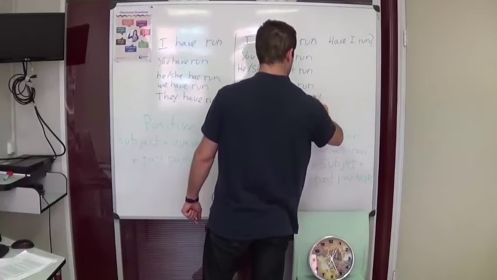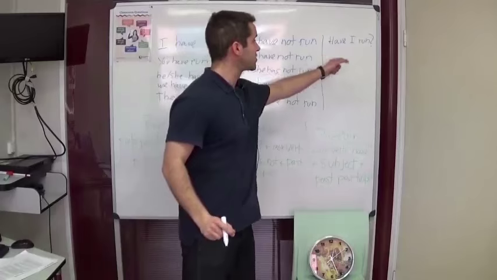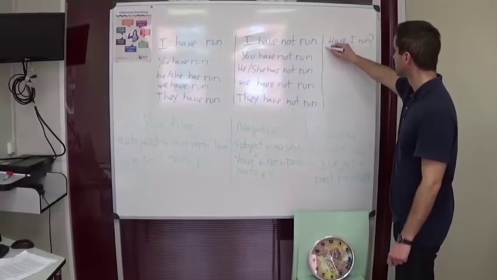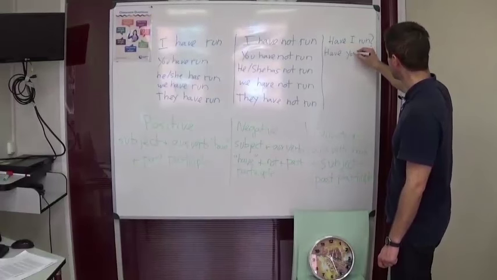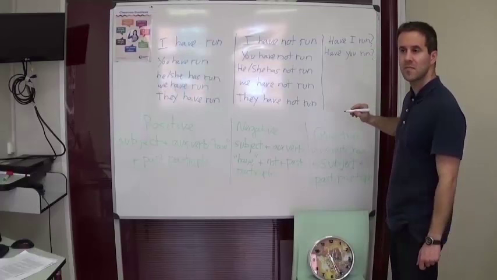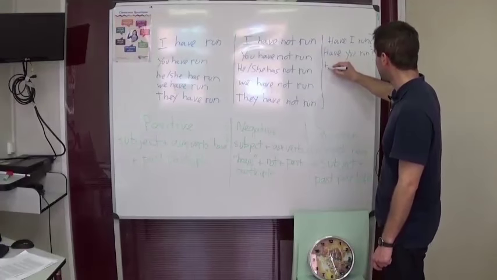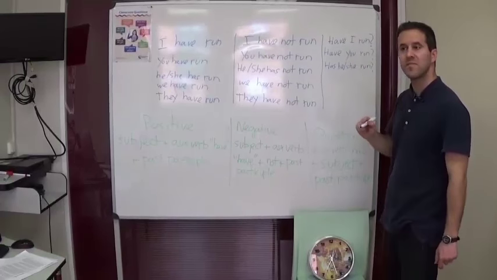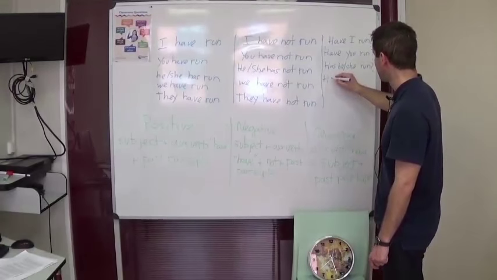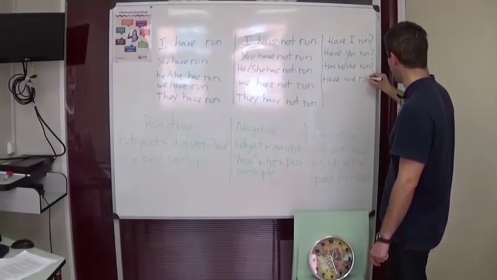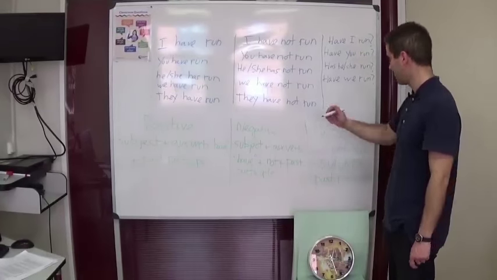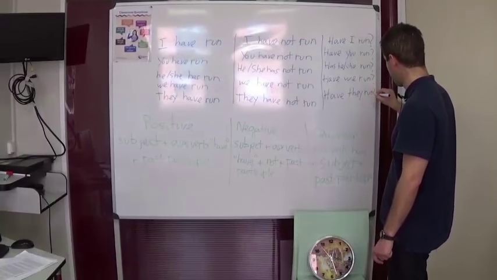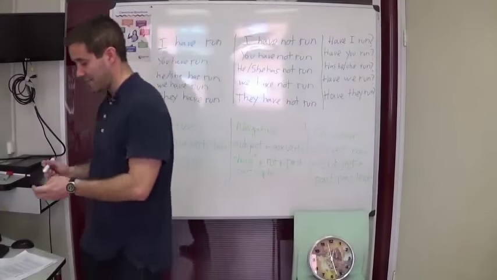Okay, and finally, how would we conjugate this question? Have I run? Have you run? Correct. Has she run? Exactly. Has he or she run? Exactly. Have we run? And have they run? Very good. Okay. Good job.